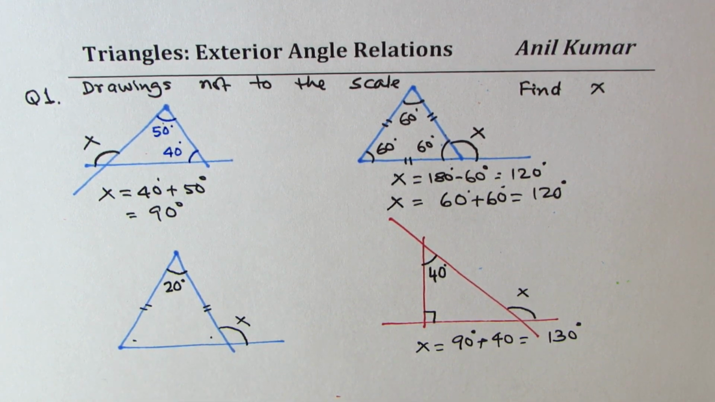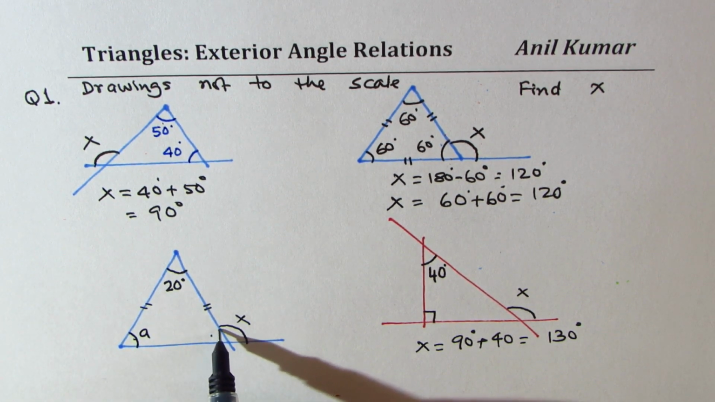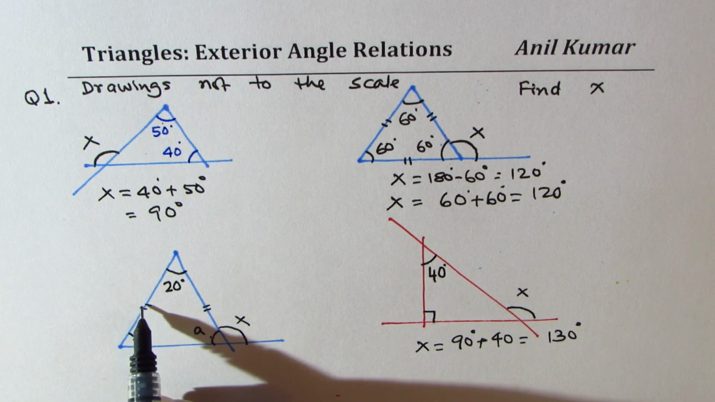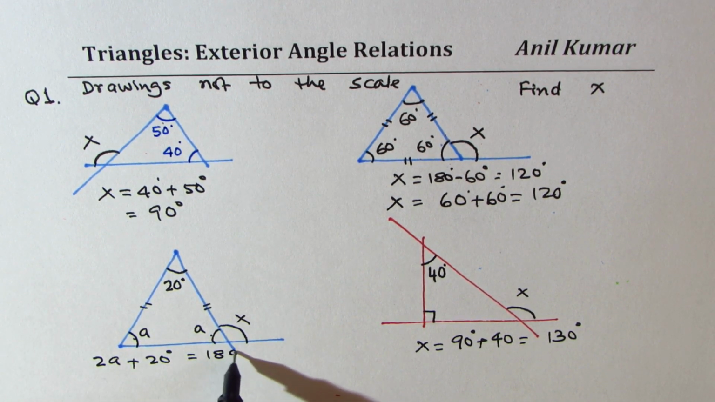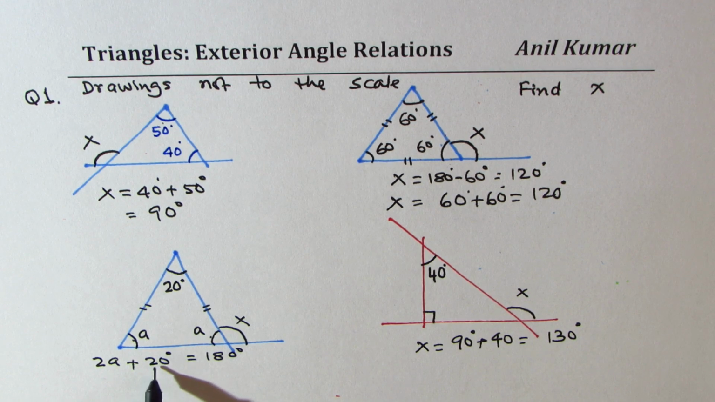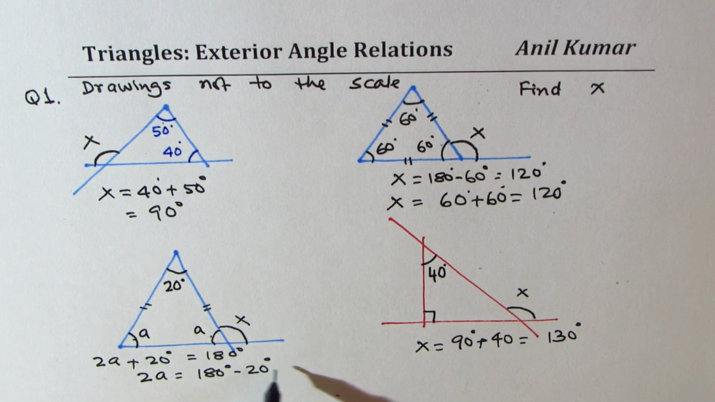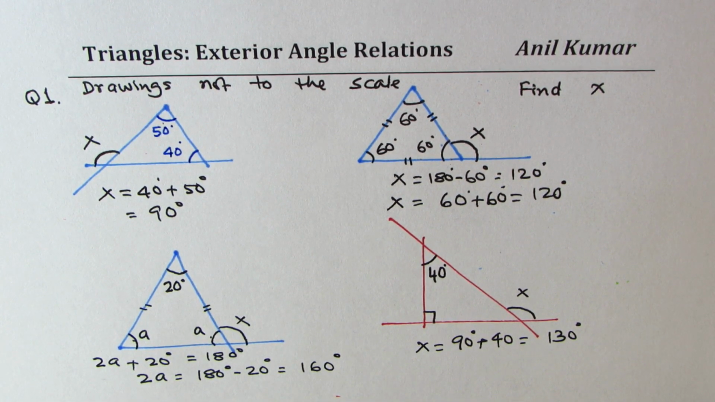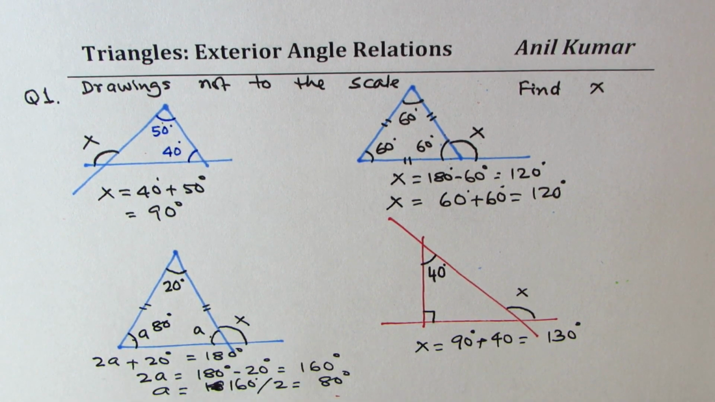Since it is an isosceles triangle, we know, let's say these angles are A and this has to be A then, right? Both are A because isosceles triangle. So what we know here is that 2A plus 20 degrees equals 180 degrees. And if I take away 20 from here, I get 2A equals 180 degrees minus 20, which is 160 degrees. So that gives us A as 160 degrees divided by 2, which is 80 degrees. So A is 80 degrees for us.